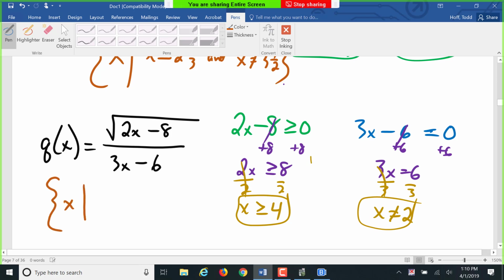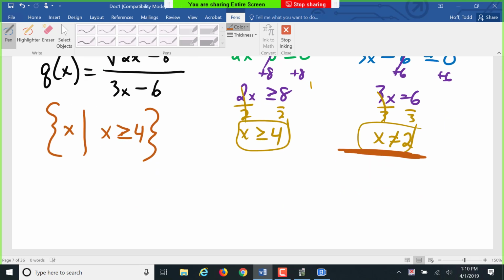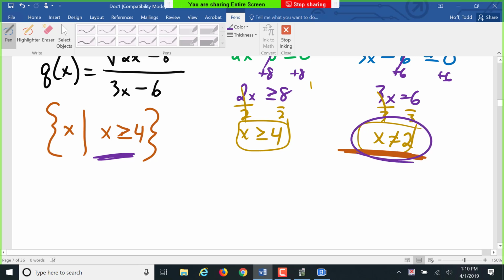So our domain here is all values of x such that x is greater than or equal to 4. Why did I not include anything for the x not equal to 2? Well, because it's got to be greater than or equal to 4, and 2 is less than that. Yeah, it would be redundant. Since 2 is smaller than 4, it wouldn't be part of the domain anyway. So we don't need to state that x can't equal 2 because it's already excluded with x having to be greater than or equal to 4.